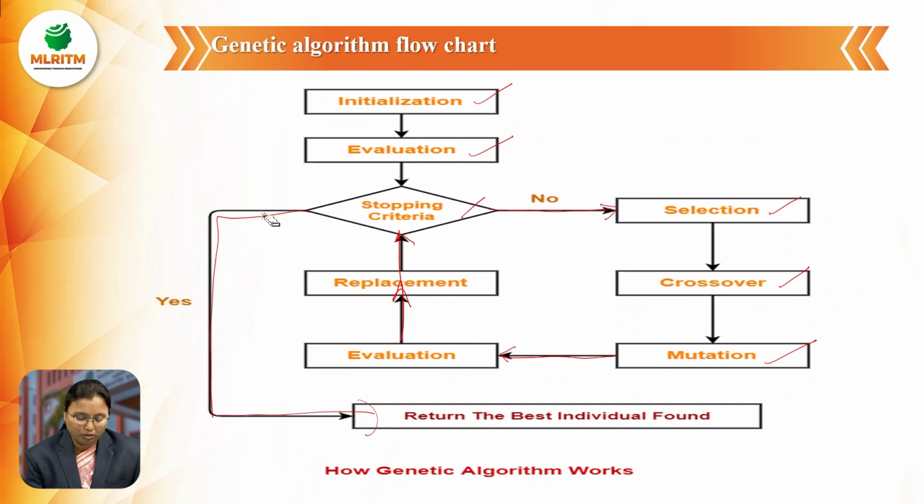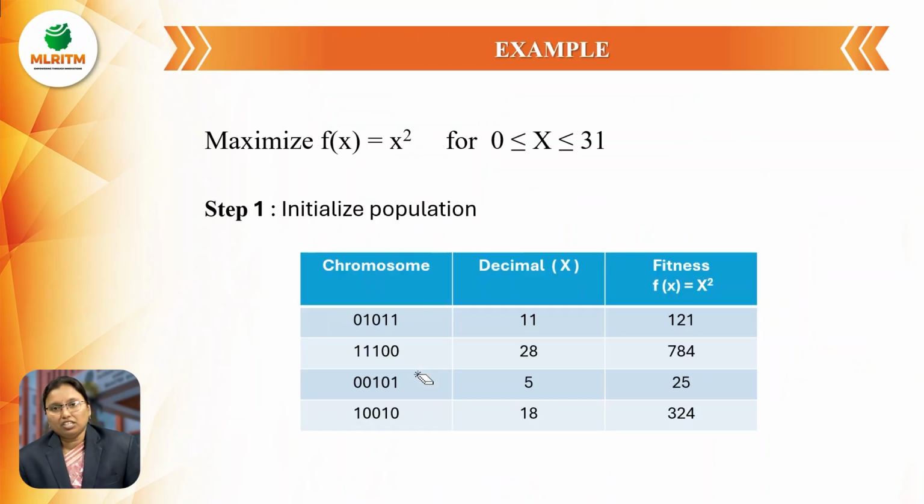Now I am taking one example. Based on this, what is the first step? Selection. So in this selection, initialization, I am taking one example. What is that example? The function f of x equal to x square. In that x square, the values are from 0 to 31, so I am taking 5 bits. So 0 less than or equal to x less than or equal to 31. Here, what is the first step? Initialization of the individuals. I am taking chromosomes with some values.